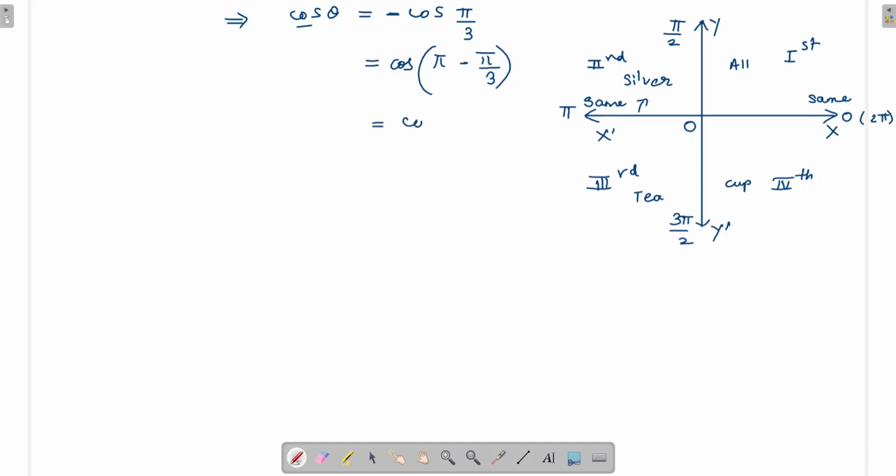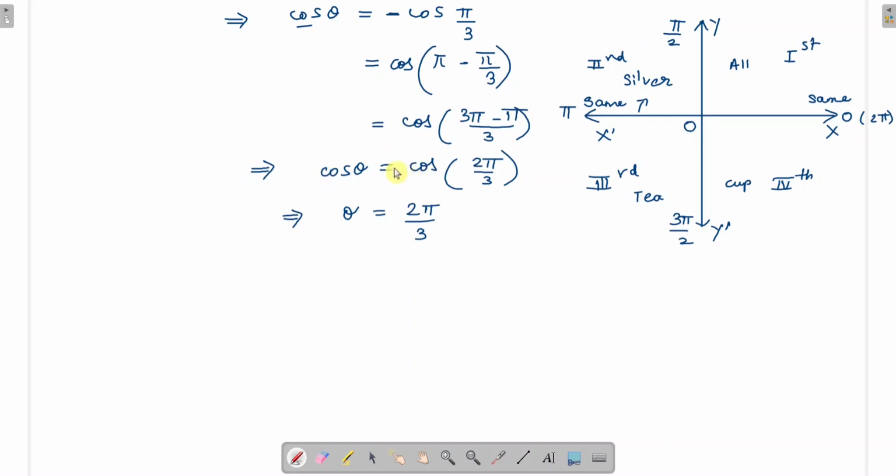So this is equal to cos, if we take LCM here, 3 pi minus pi divided by 3, so this is equal to cos 2 pi by 3, right. So this implies cos theta is cos 2 pi by 3, that means theta is 2 pi by 3. If we operate cos inverse on both sides, cos inverse cos will get cancelled, theta is equal to 2 pi by 3 we will get.